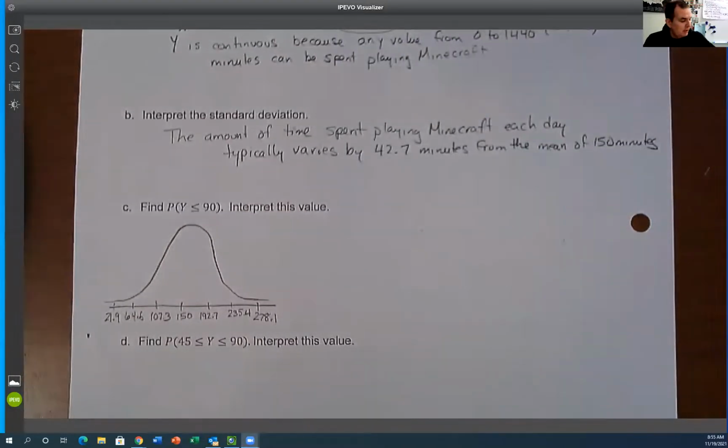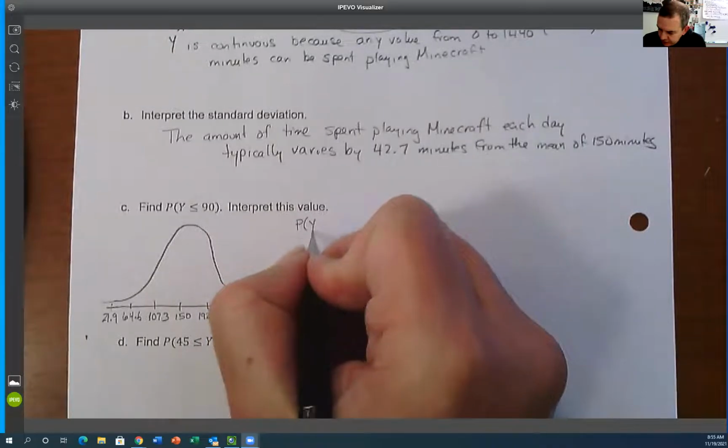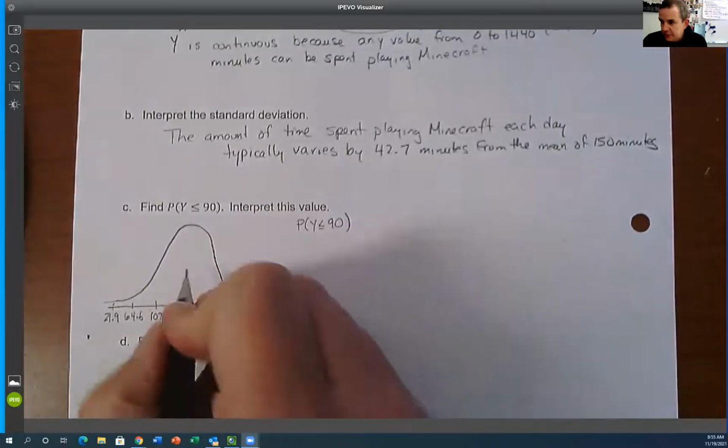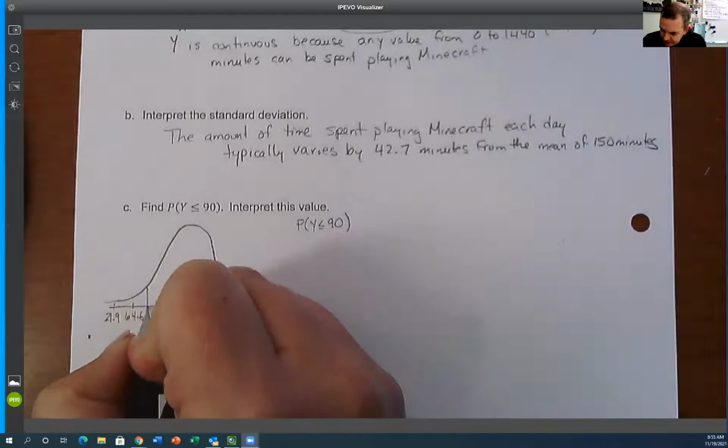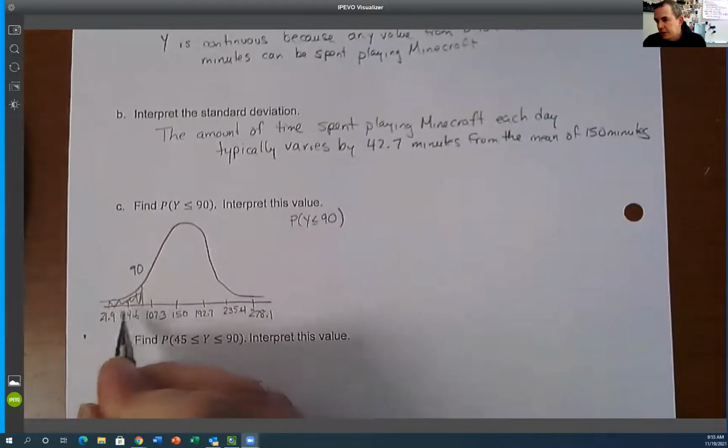And what we're looking at here is the probability that y is less than or equal to 90. So this is saying the probability that we're at 90 minutes or less. So this is our 90. What is the probability that we're there?